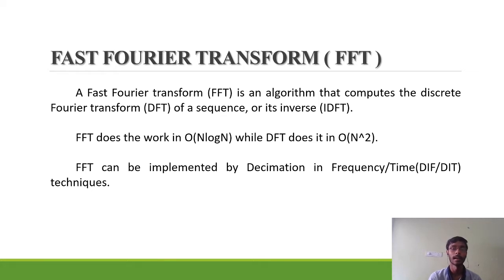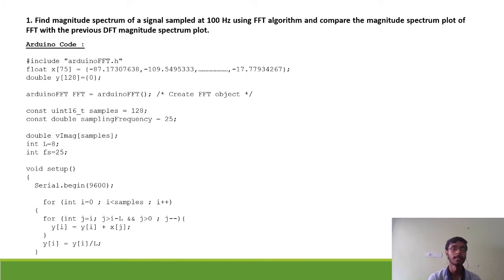So let's look at the lab assignments. The first one was to find the magnitude spectrum of a signal sampled at 100 Hz using the FFT algorithm and compare the magnitude spectrum plot of the FFT with the previous DFT magnitude spectrum plot. First we included the Arduino FFT library. It is available in the Arduino library, so you can download it and use it. Then we declared our input array of 75 samples. We have used 25 hertz sampling frequency and 3 seconds of data.